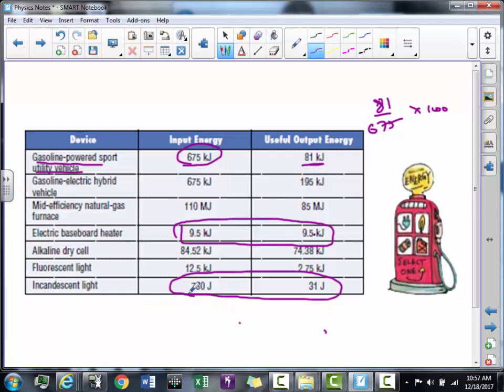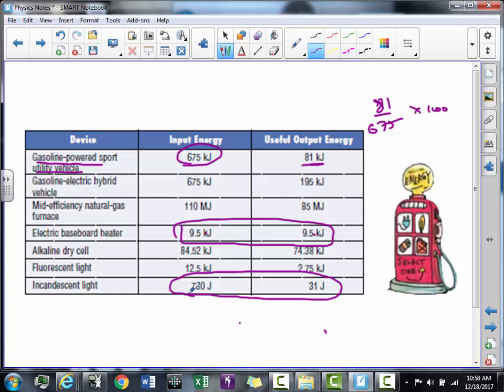And then finally, the last thing you need to know is not all devices are efficient. Due to friction and loss of energy, typically due to heat, devices are not 100% efficient. So I need you to be able to use the formula and find out how efficient they are. It's the same thing as when you calculate your grades. If you get 7 out of 12 on a test, you go 7 divided by 12, times 100. It's the same thing for this formula.